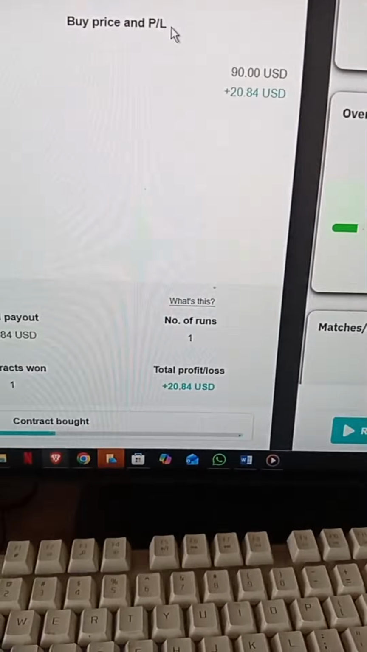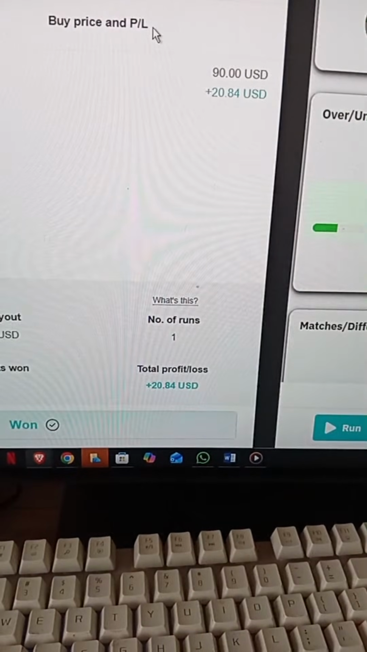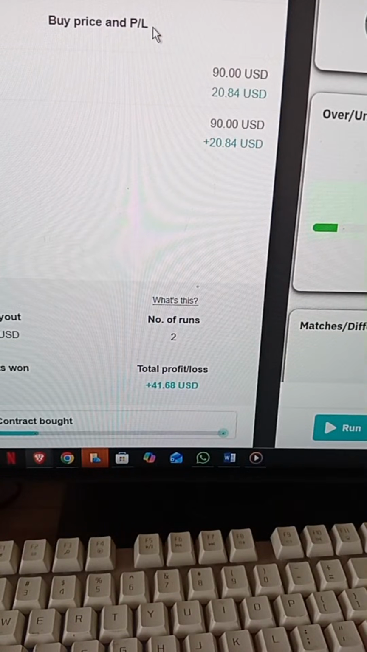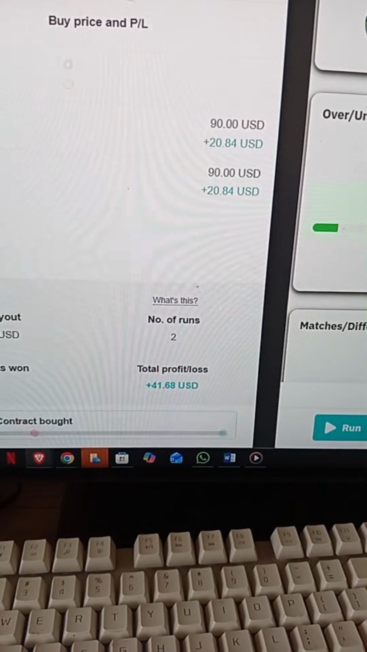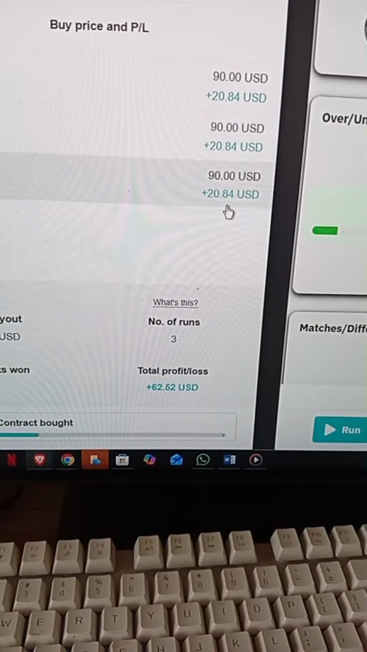My bot has already started pushing. 10 under 8, guys. We start pushing. Volatility 10 under 8 for those who are joining. My bot is already running and pulling and pulling.